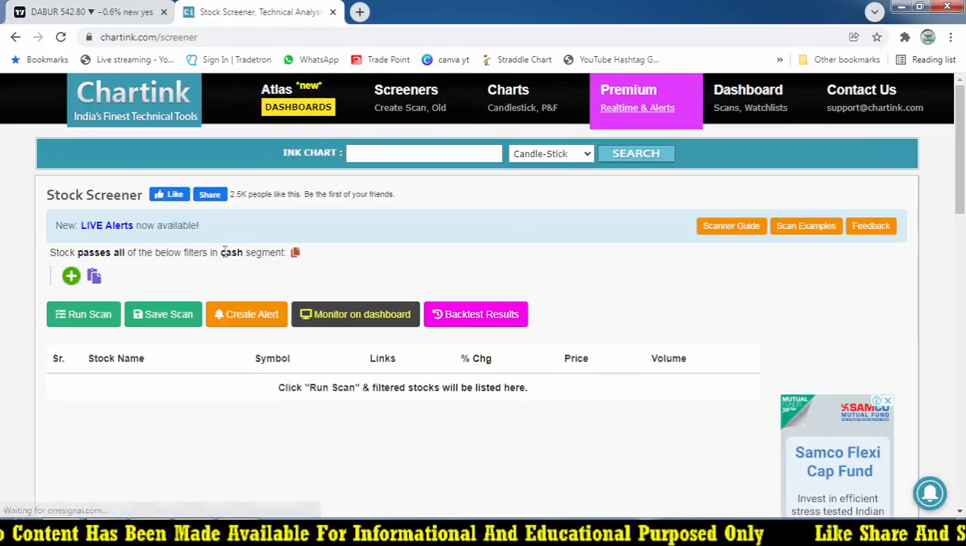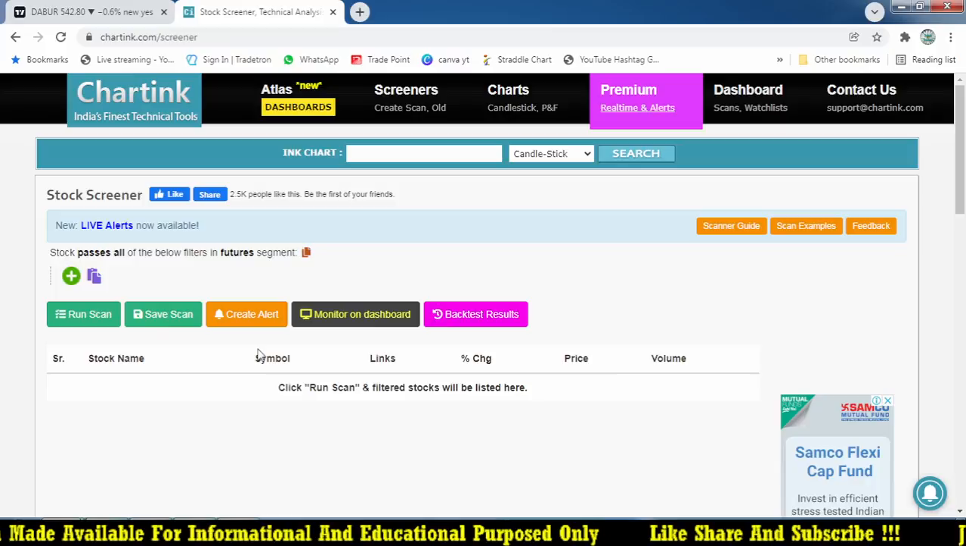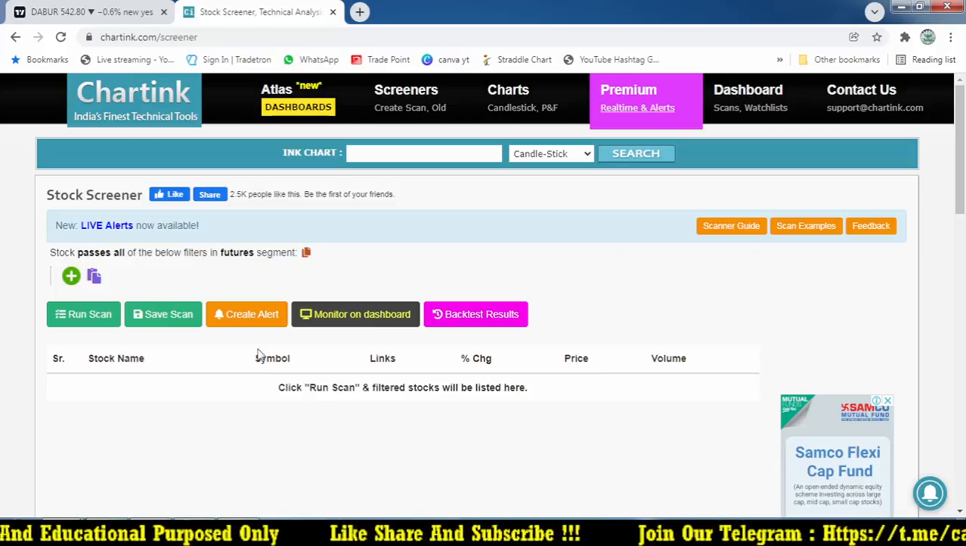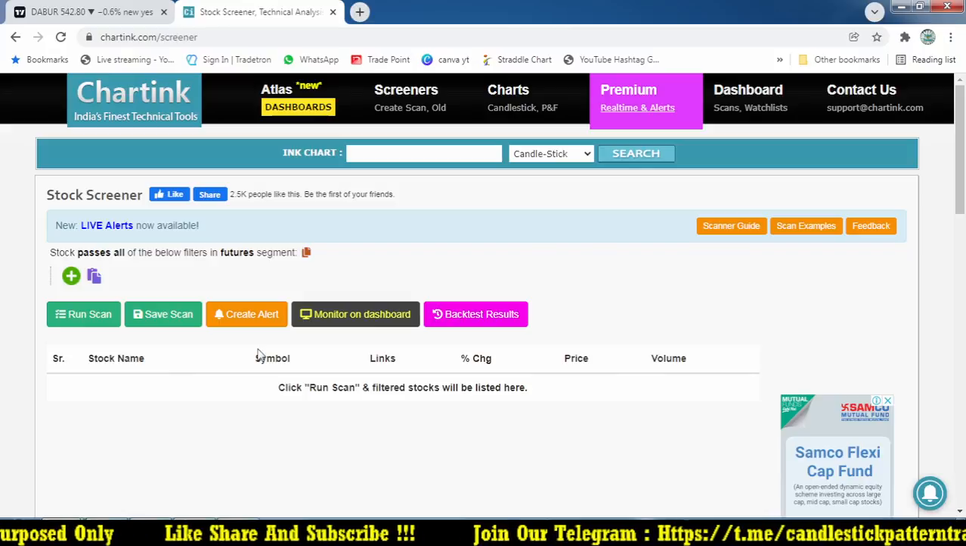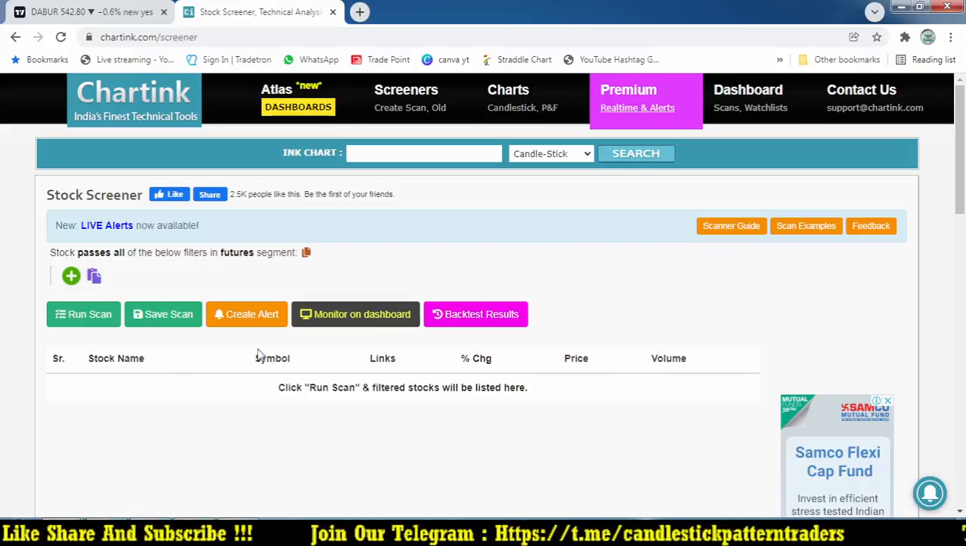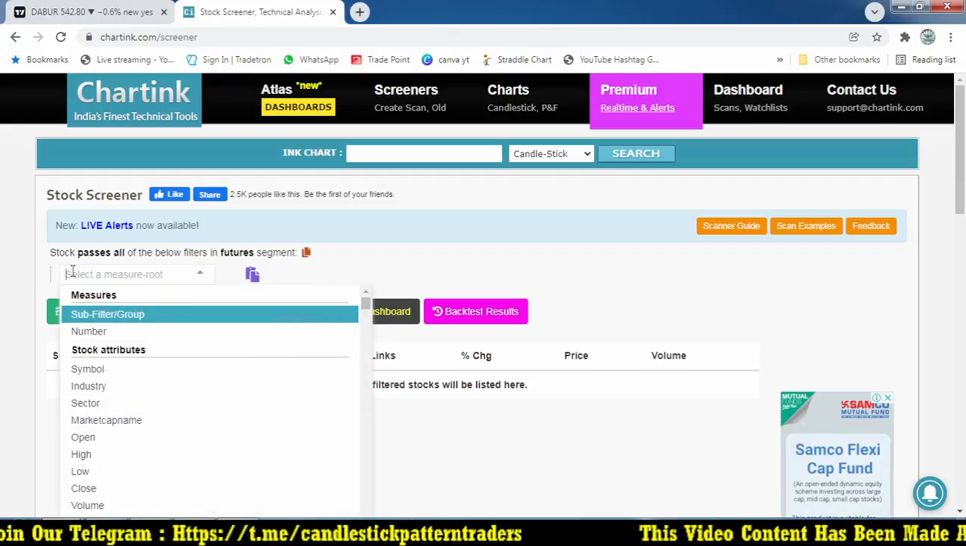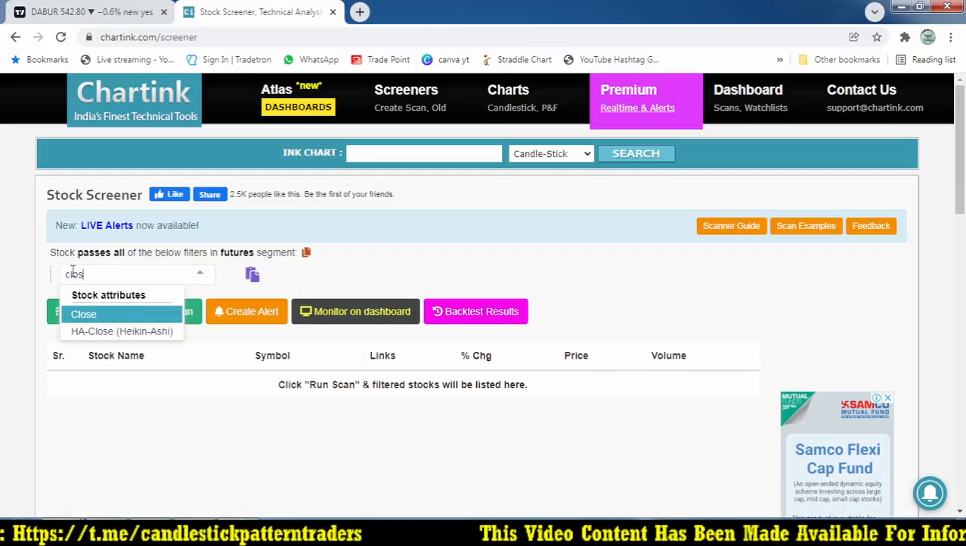I'm going to use futures, because mostly I'm trading in stock options. All right, so that's why I'm going to use futures. If you want to trade in equity, you can also go for an equity trade. So let me try with the doji first. First we will create a doji candle.